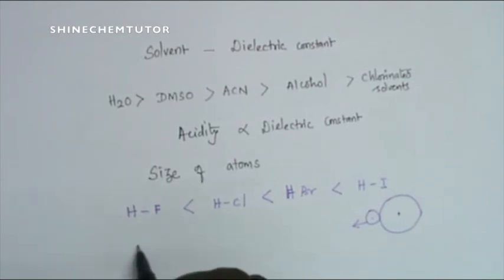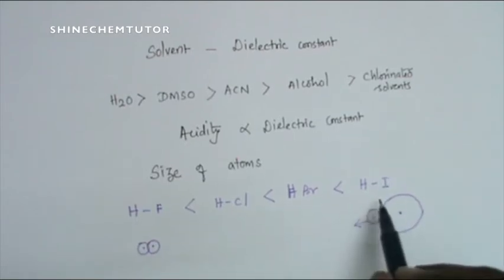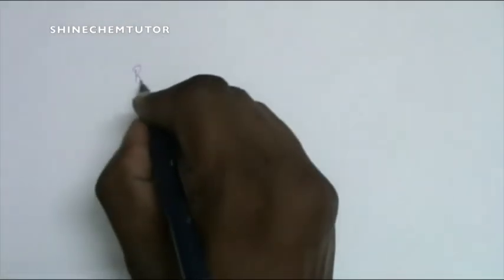On the other hand, when you go for HF, both are small. The two nucleus, they are very close. The attractive force will be more. So when the size of anion is big, the acidity will be very high. HI is stronger acid compared to HF. Next one is ring size.